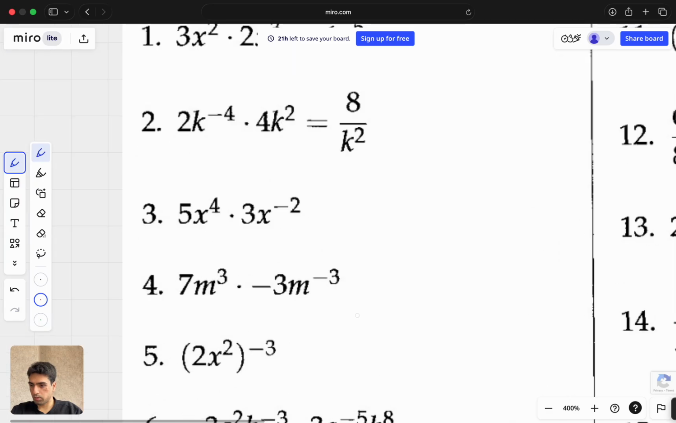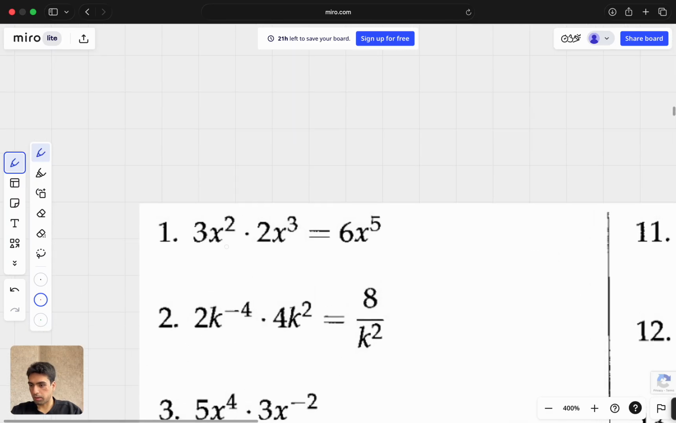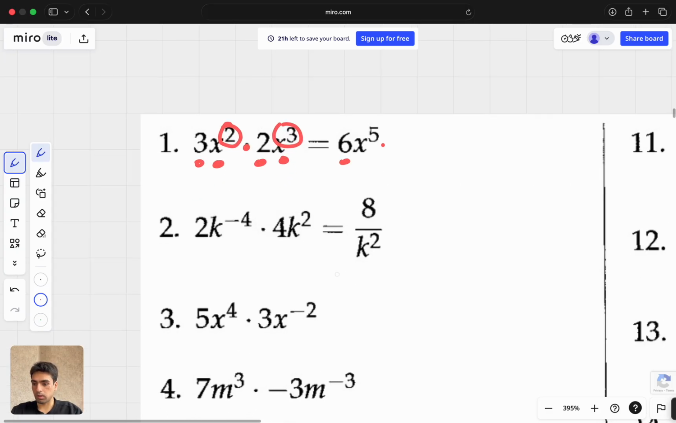Here's some more questions. So let's say, for example, you have this. So this means always multiply the numbers first. So we have 3 times 2, which is 6. And then you have x to the power of 2 and x to the power of 3. Because they're multiplying, you have to add the powers. So 2 plus 3 is 5, right?